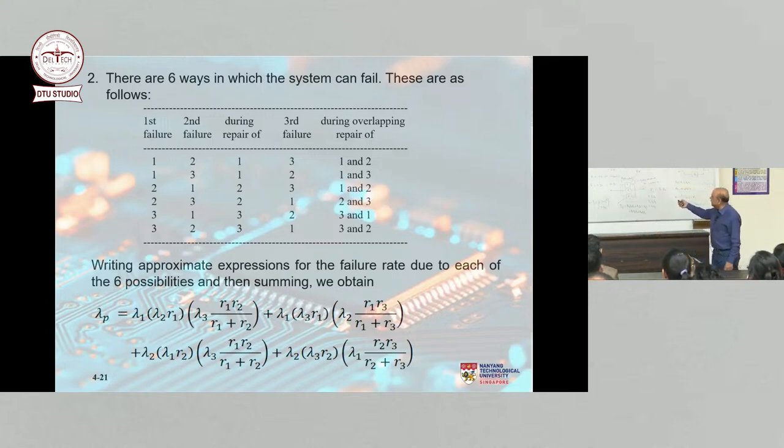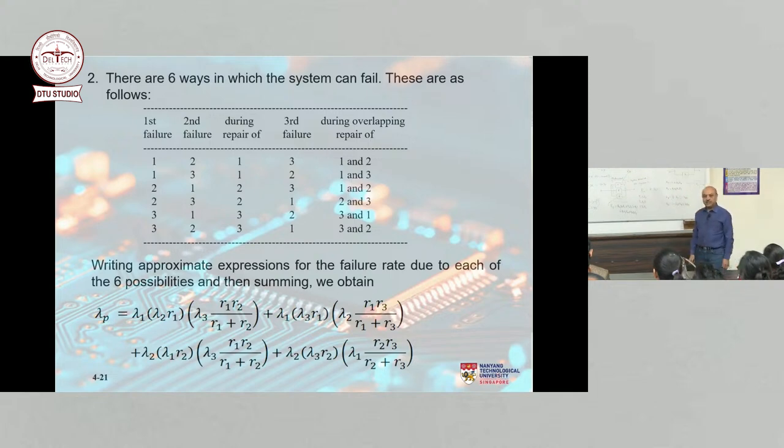So there are 6 possibilities. First failure, component 1. So you look at this equation. There's a very nice way of writing this equation. First failure, lambda 1. Second failure, component 2, lambda 2, during the repair of 1, r1. Can you see the trend? I repeat again. First failure, 1, lambda 1. Second failure, component 2, lambda 2, during the repair of 1. Third failure, 3, lambda 3, during overlapping repair of 1 and 2. Overlapping repair is r1 r2 over r1 plus r2. I show you one more, for example, the last one. First failure, component 3.